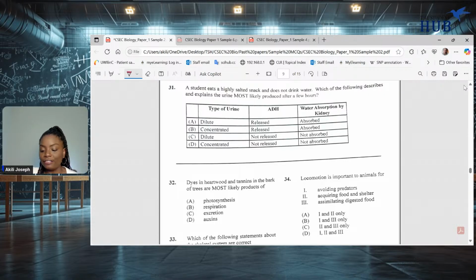The release of ADH from your pituitary gland is what is going to stimulate that. ADH being released tells the walls of your collecting duct to reabsorb more water. Therefore, there would be less water in your urine and the urine will be more concentrated. So that would make B the correct answer.